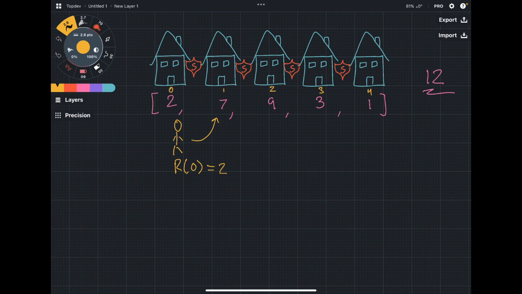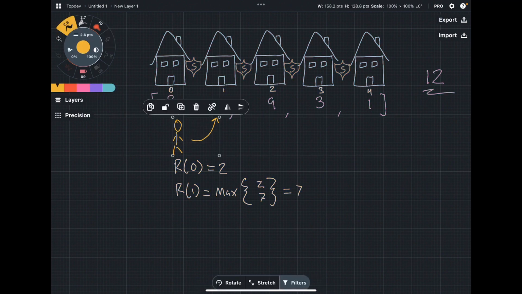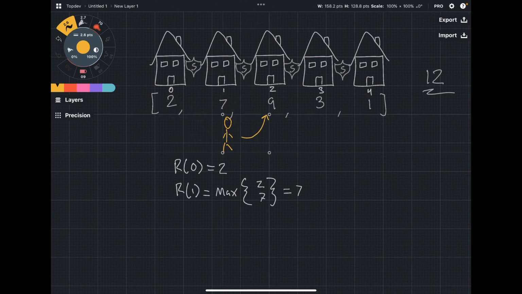So what I'm going to want to do is rob the max of house 1 or house 0. I want to either rob house 0 and get a 2, or house 1 and get a 7. And obviously I'm going to rob 7 because that would give me the greatest return on my robbery, if you will. And now I'm going to be at house 2.